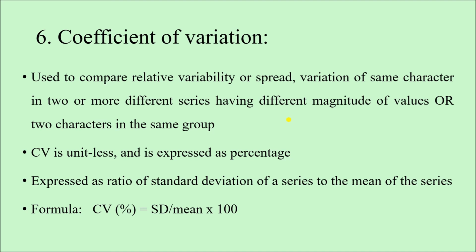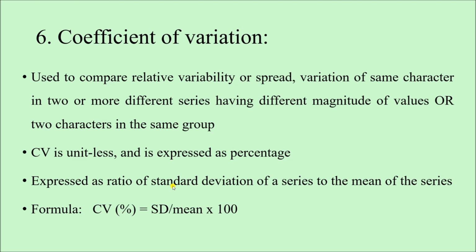So let me summarize this thing again. We can compare two different groups for a single variable, or we can compare two different variables in a single group. Coefficient of variation is unitless. That means it does not have any unit and it is expressed in percentage.